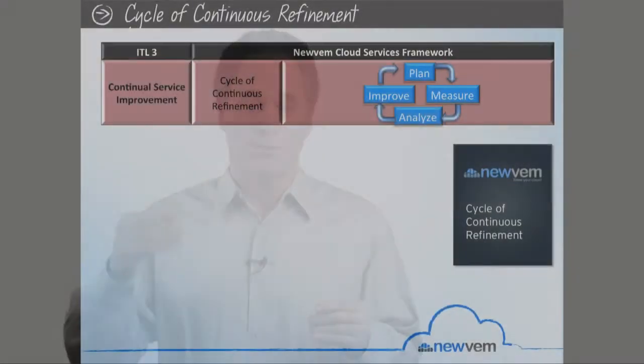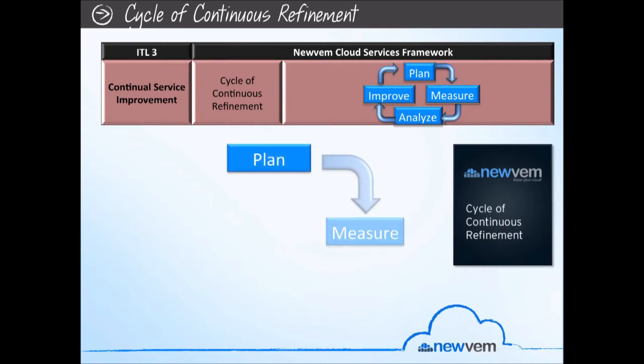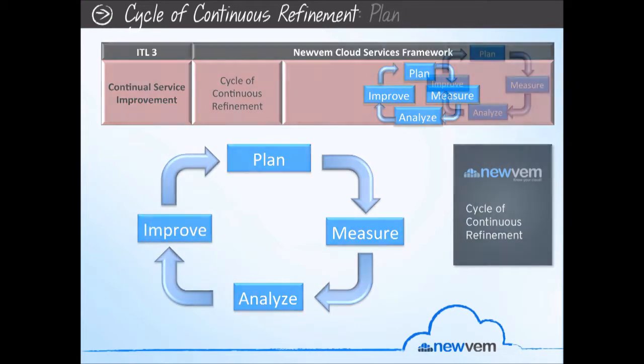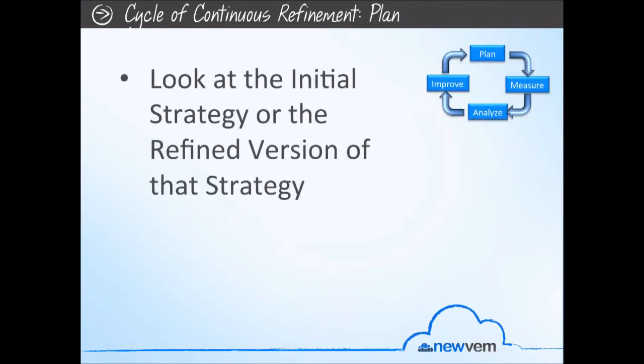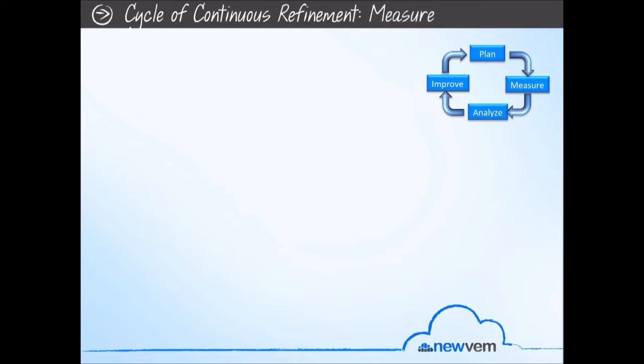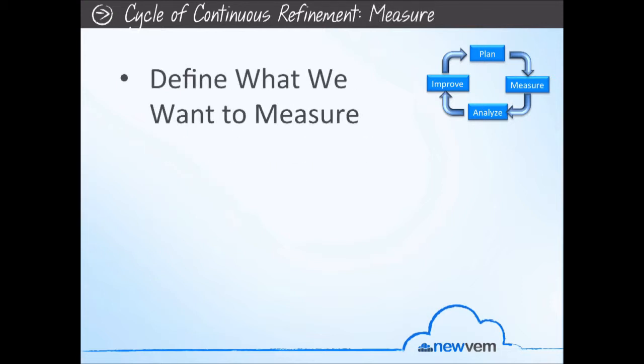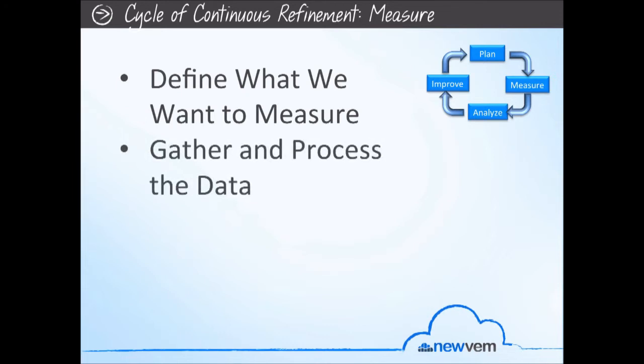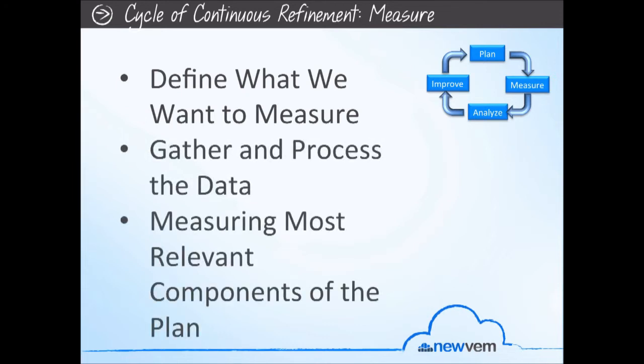At the core of Newvem's cycle of continuous improvement, we have 4 steps. Step 1 is plan, step 2 is measure, step 3 is analyze, and step 4 is improve. With plan, we look at the strategy that we initially tried to implement, or we look at a refined version of that strategy based on what we learned in the previous phase. With measure, we define first what we want to measure. Then we gather the data, and we process the data in order to make sure that we're measuring the most relevant components of the plan.